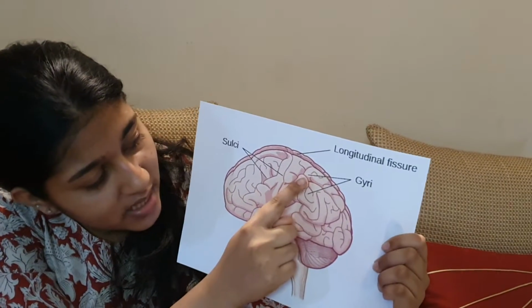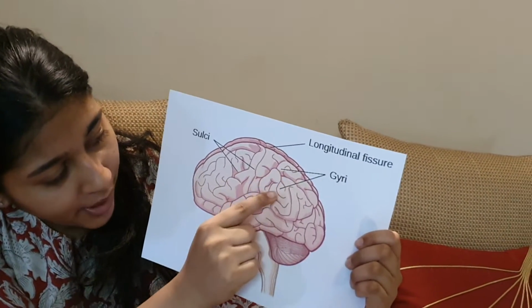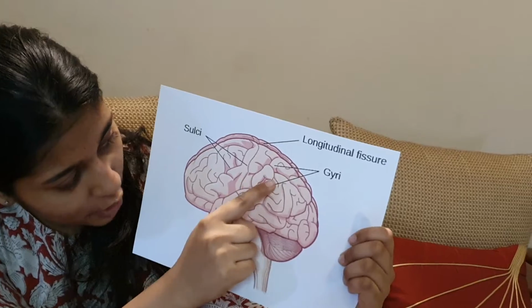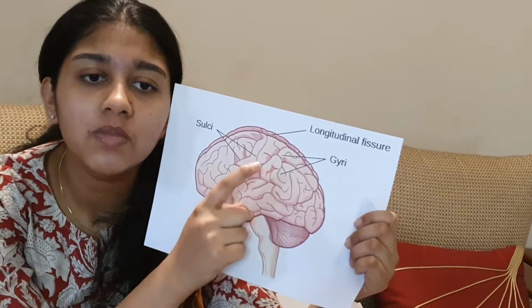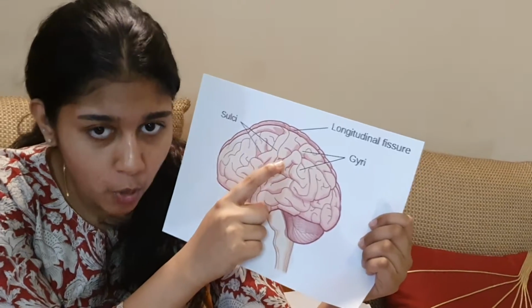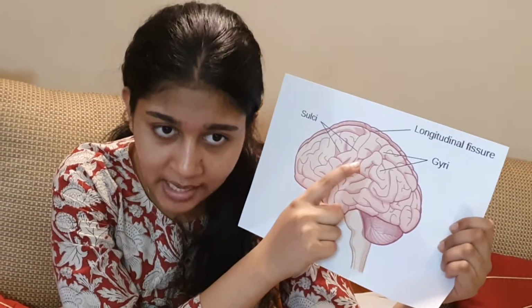The next part I'm going to talk about is the gyri. Gyri is this. As you can see, my finger is pointed onto the gyri. Here, it is a wavy structure. The gyri form brain divisions by creating boundaries between the lobes of the brain and dividing the brain into 2 hemispheres.